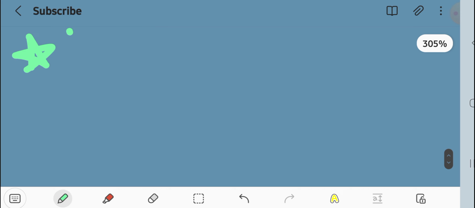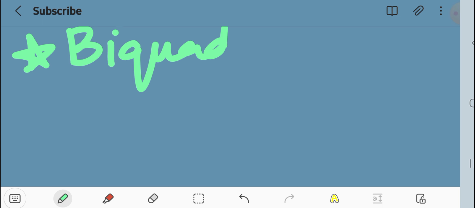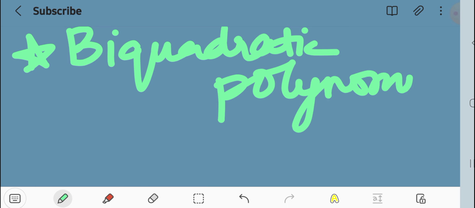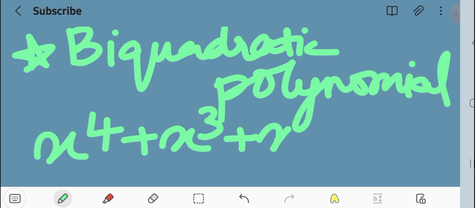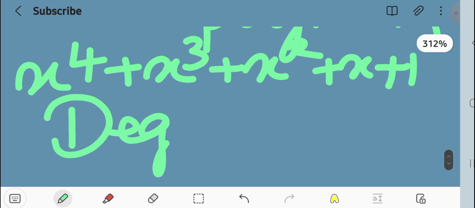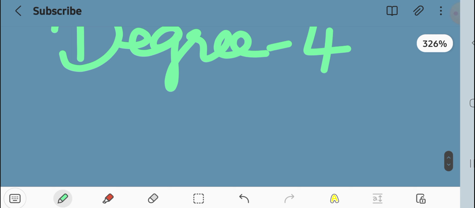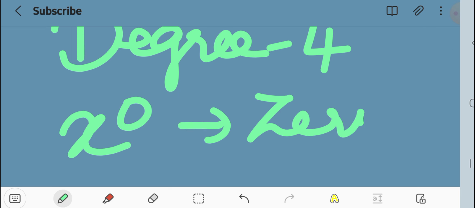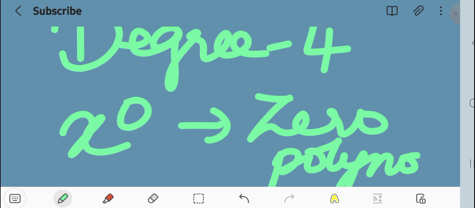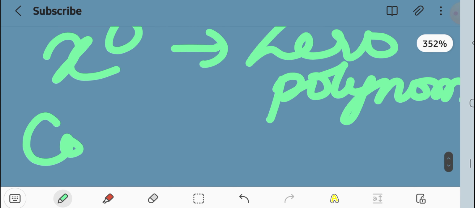Extra information, biquadratic polynomial, which has the power 4. So the degree is 4. Yes. What if there is no variable? We see, so that is a constant polynomial, or for short we call it the constant polynomial.